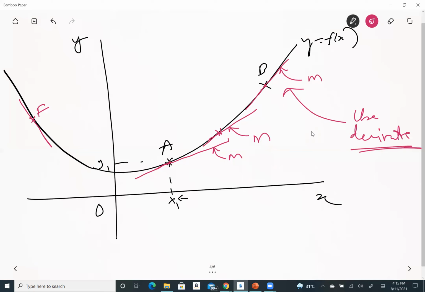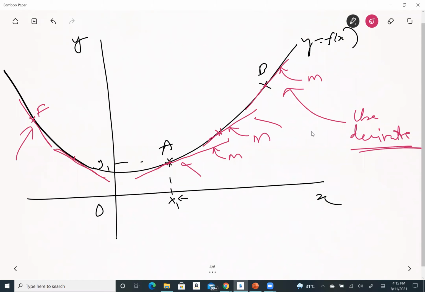Look at the slopes. This one, this one, this one, this one. What can you say about the slope for the curve, for the non-linear function here? What can you say about the slope at these different points? I can find the slope here. In fact, at any point, you can get the slope.